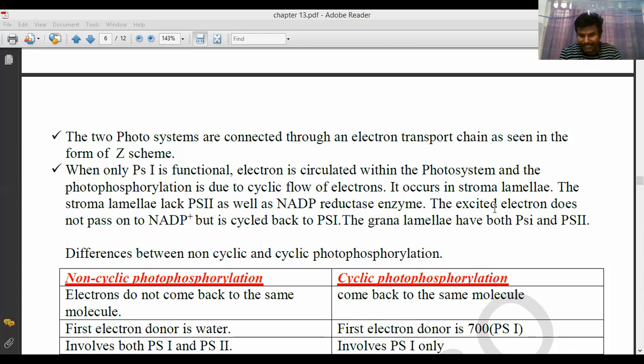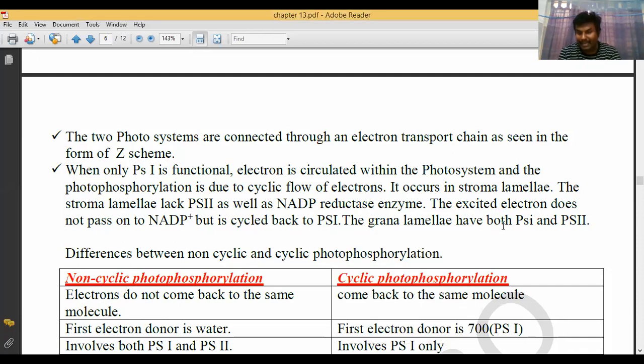The excited electrons do not pass on to NADP, but are cycled back to PS1. The excited electrons do not transfer to the NADP because NADP was not there. In cyclic photophosphorylation, NADP was not there. That's why it is not added to form NADPH2. So the electrons are cycled back to PS1.